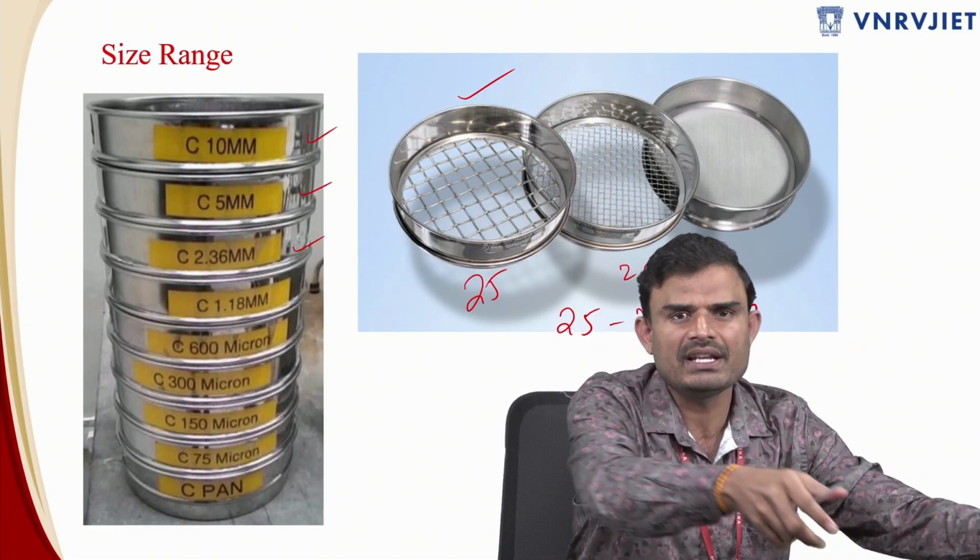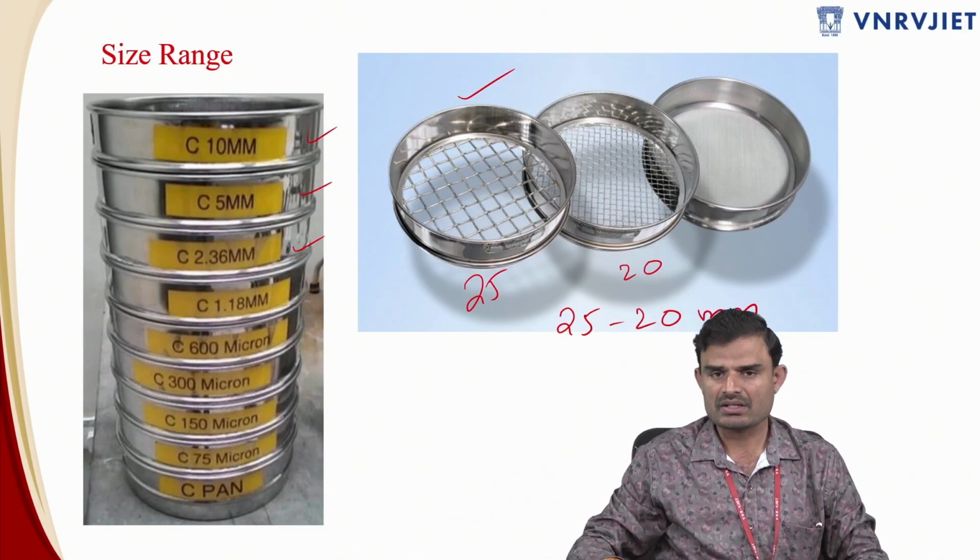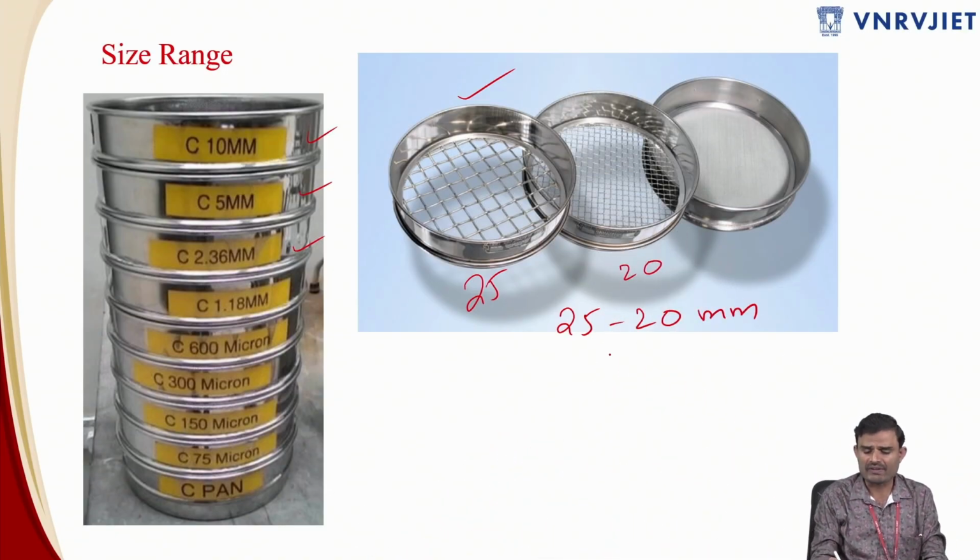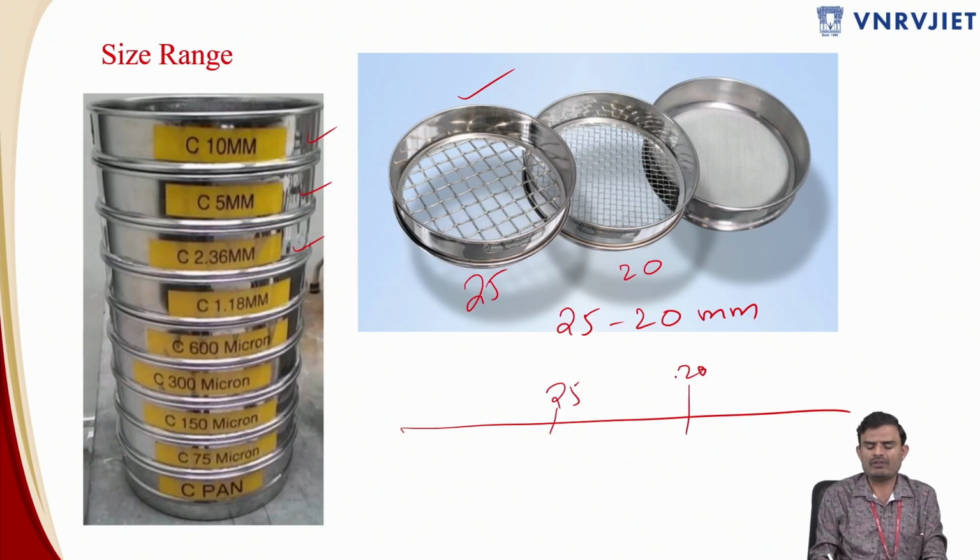Now we are designating all these three aggregate particles for the size range of 25 to 20 mm. But we also have to put a check that this is the sieve on the upper side, and this is on the lower side of the sieve. We have to put a check to what extent the aggregate particle can have the least dimension.